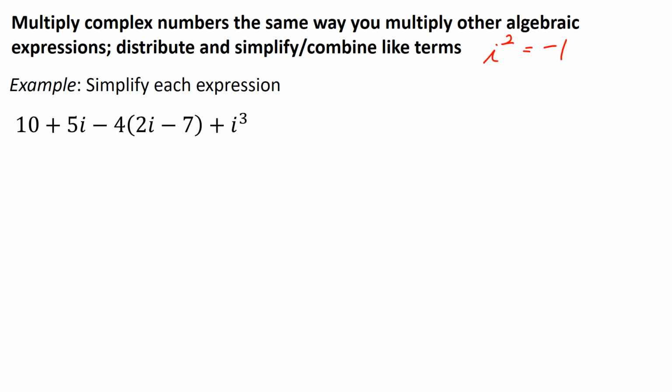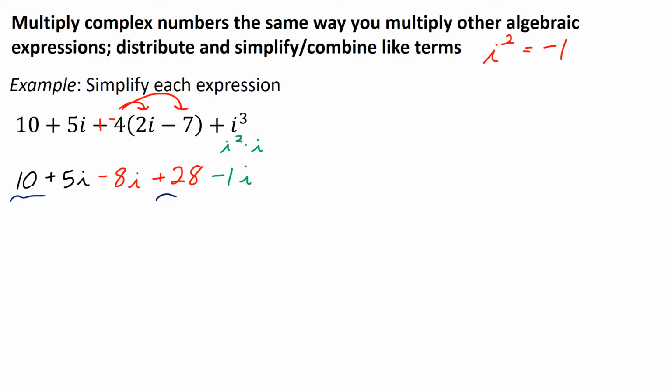All right, so here I have a negative 4, and maybe if you want, write it this way so you can see it better. And I will distribute that. Negative 4 times 2i is negative 8i, and negative 4 times negative 7, positive 28. I bring the other terms down. And i to the third power, remember it's i squared times i, and i squared is negative 1. Bring down the i.